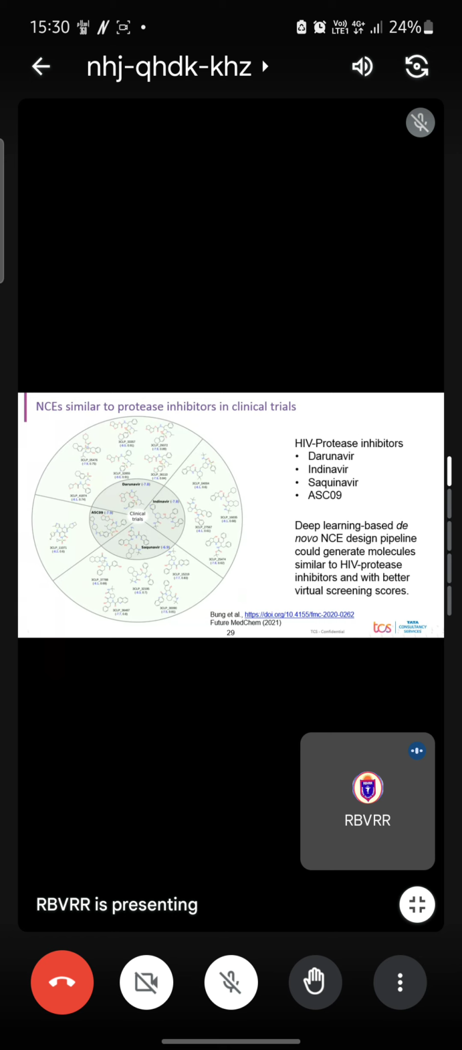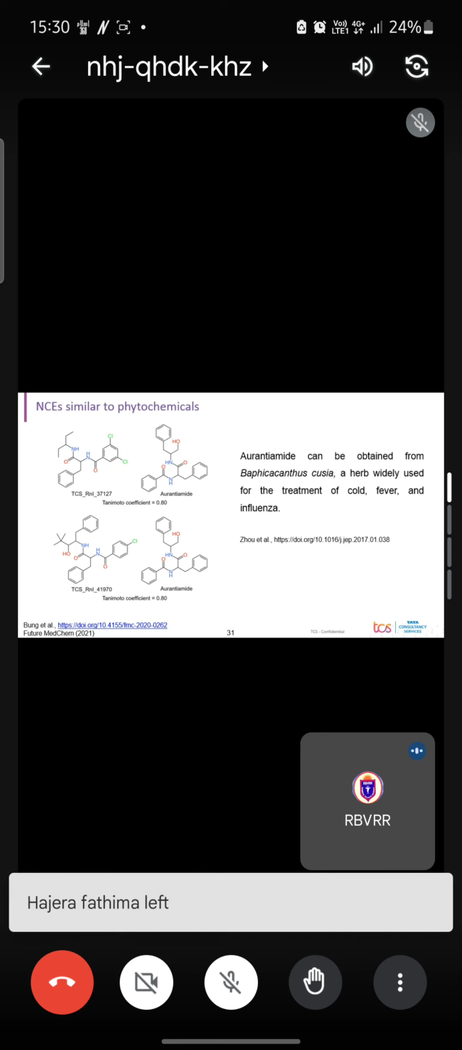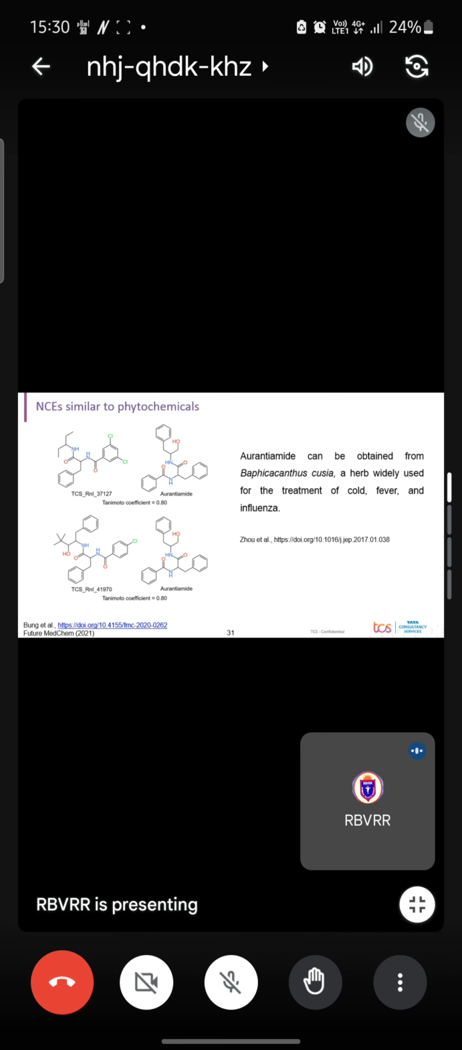And then these molecules are the ones which are similar to the generated molecules, which are similar to these known molecules. So this is how good we could achieve. So these are some of the molecules which we have got in the final list. Okay, and some of these molecules were also similar to some natural products, which are orontamide. Okay, so these two molecules are similar to this orontamide molecule.